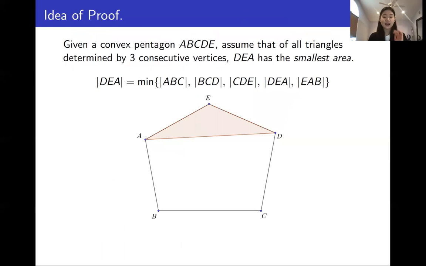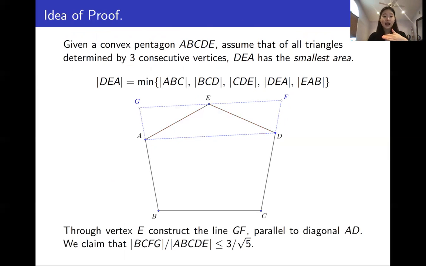So here's the main idea behind our proof. Given a convex pentagon ABCDE, I first assumed that DEA is the smallest area triangle among all triangles determined by 3 consecutive vertices. Next, through E, I draw a line GF that is parallel to the diagonal AD. This produces a quadrilateral BCFG, which contains the initial pentagon.